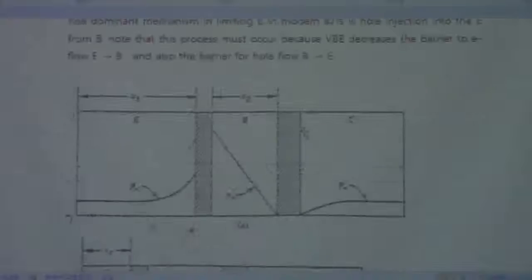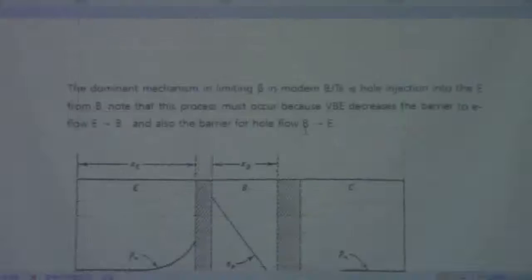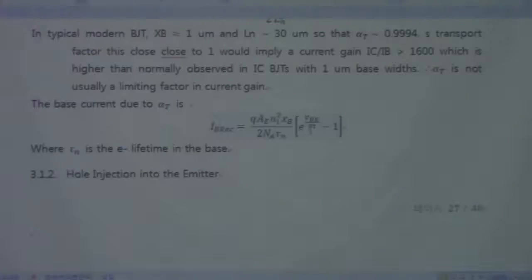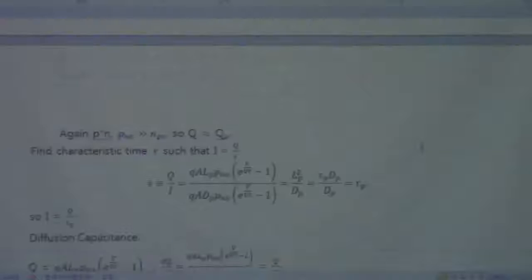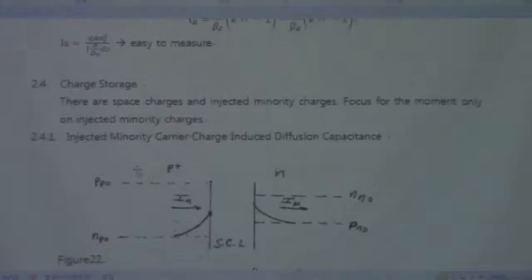After the current gain, we have to move to the charge control model here. In the last lecture, we just covered two aspects of the charge storage in the bipolar.